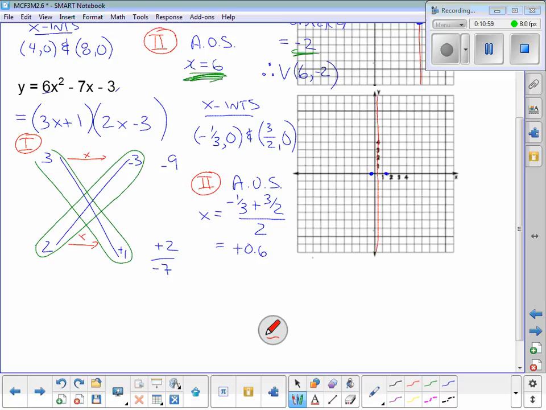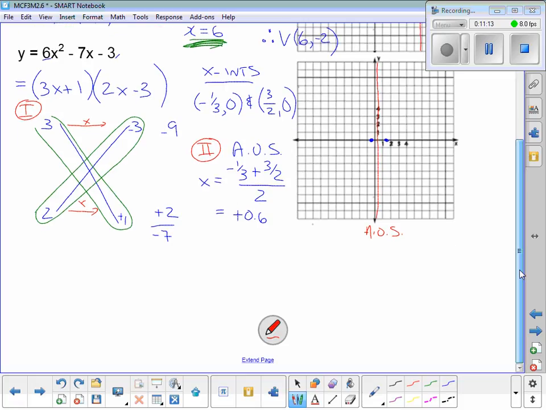What I really should have done is maybe made the grid larger, so each square is worth 1/2 instead of 1, but I've already got it started, so I'm going to leave it as is. So there's my axis of symmetry. So I know my vertex is along that line. Final step then, find the value of the vertex. And again, you can use whichever form of the equation you want. In this case, there's no real advantage over any of them.